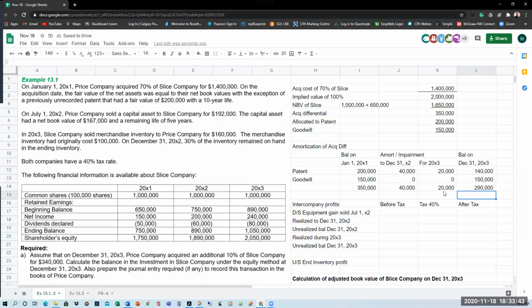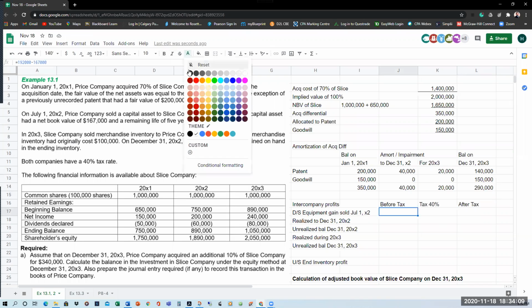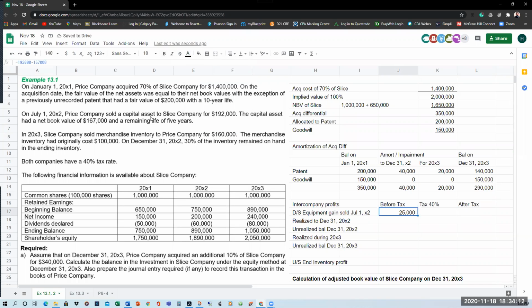And then with regards to intercompany profits, there was a downstream sale of the capital asset, the equipment. Price sold a piece of equipment to Slice for 192,000, and that sale happened on July 1st, 2002. The capital asset had a net book value of $167,000 at that time. So the intercompany profit on the equipment is 192,000 minus the 167,000, which is $25,000. That amount of 25,000 would get realized over time, over 5 years.